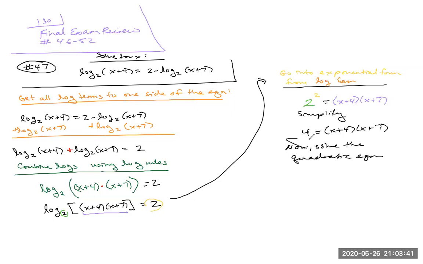Okay, so we have 4 equals, we're going to FOIL over here. That's x squared plus 7x plus 4x plus 28. So 4 equals x squared plus 11x plus 28. We're going to subtract 4 from both sides.